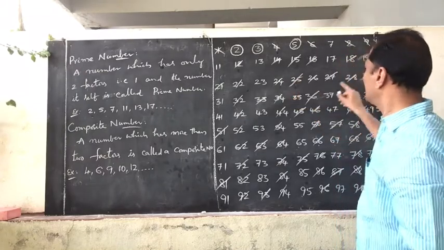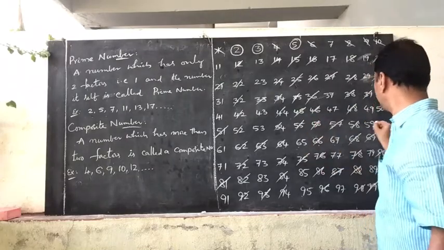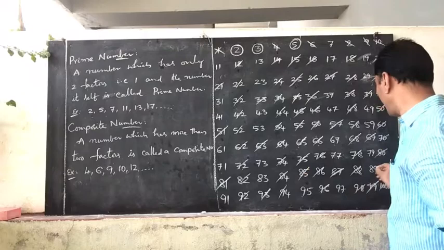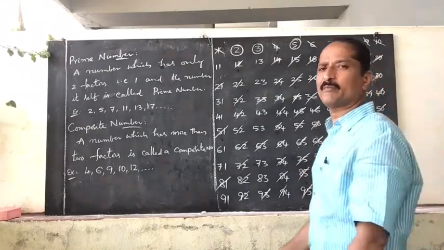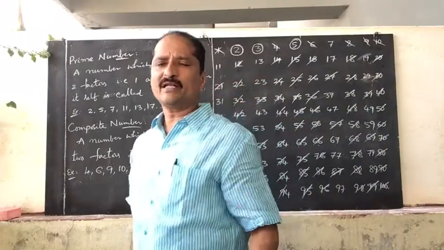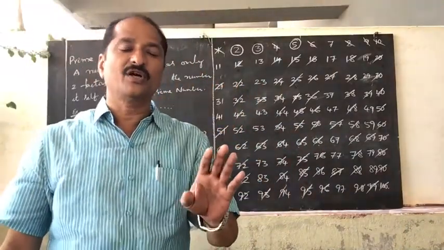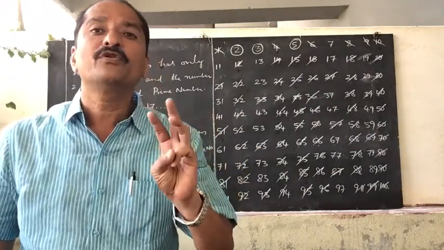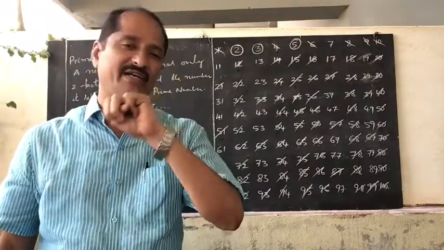Next 30, 35, 40, 45, 50, 55, 60, 65, 70, 75, 80, 85, 90, 95, 100. Now we have struck out all the multiples of 5. For all the multiples of 5, 5 is the third factor. So all the multiples of 5 are composite numbers because they have more than 2 factors. They have 3 factors at least.